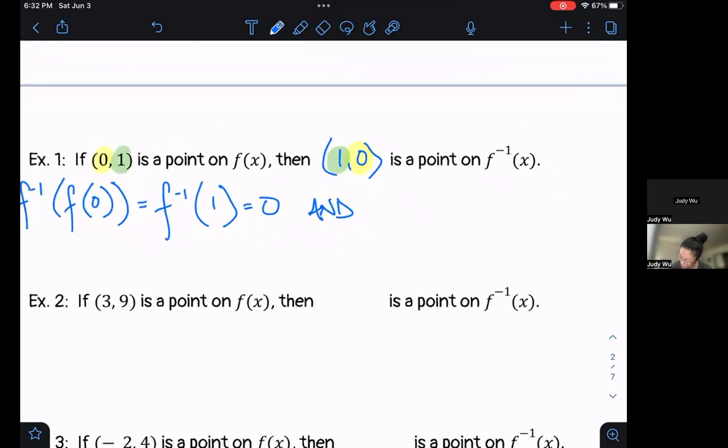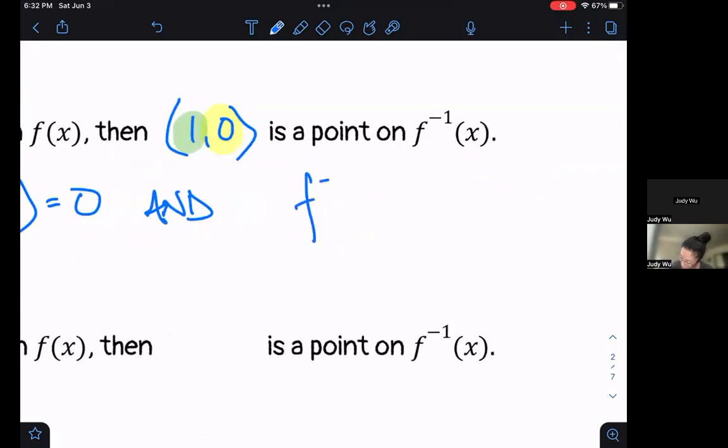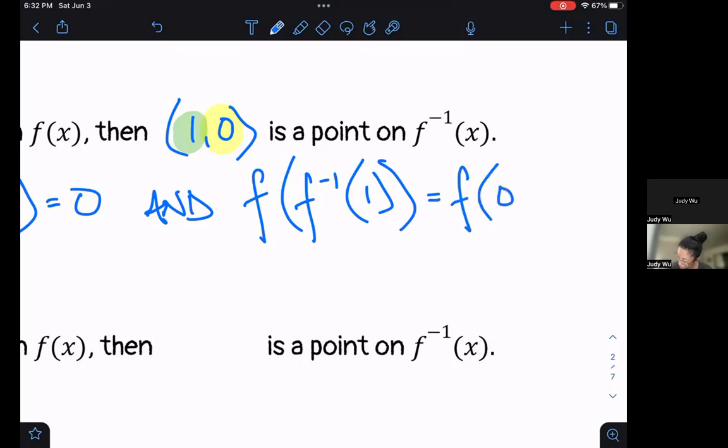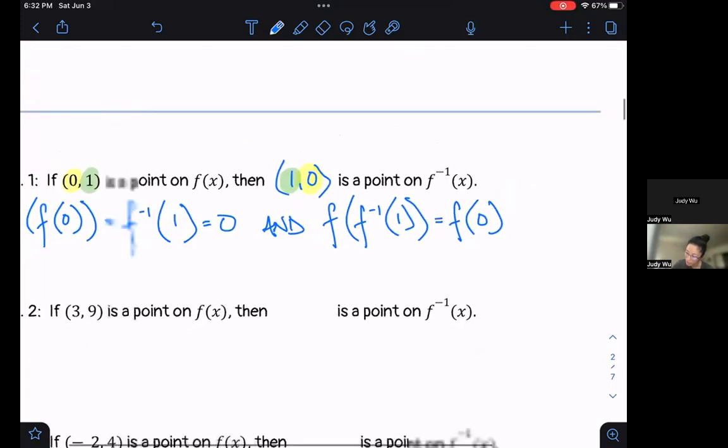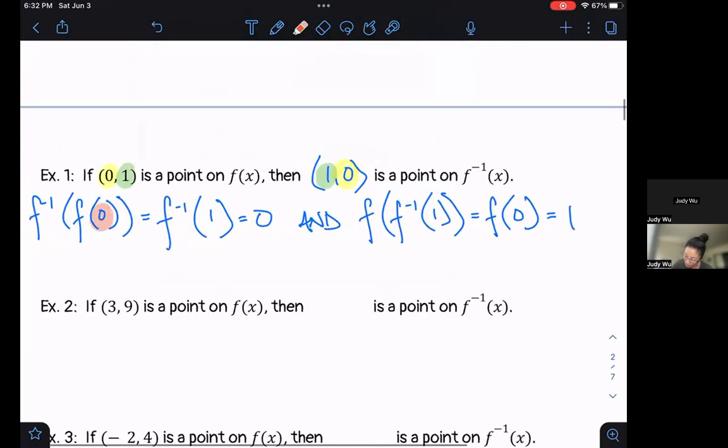And let's try the other way. If I take the inverse function and I plug in 1, and then I take that output and plug it into the original function, we get f of 0, because according to this other point, f of 0 is 1. So in both cases, I hope we can see that whatever it is we put in, we get back out.